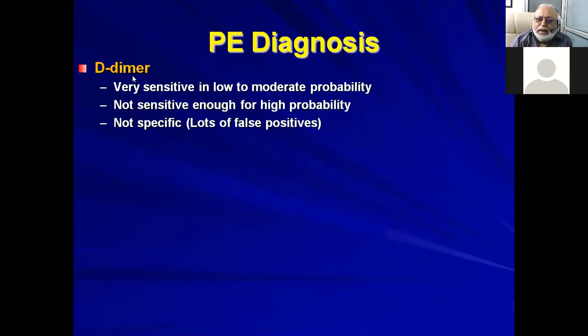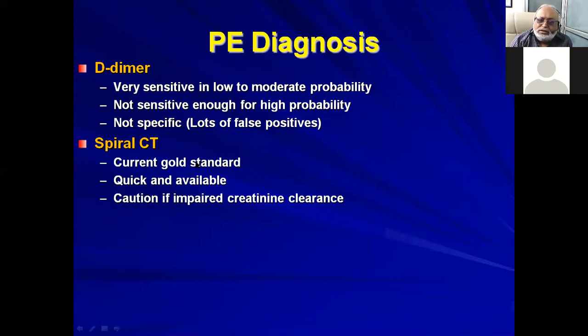Of course, lab diagnosis, D dimer is very sensitive when there is a low to moderate probability, but it is not sensitive enough for high probability, and it is not specific because a lot of false positive cases are there. Spiral CT is the current gold standard. It is freely available now, but caution has to be used when you are using the contrast, and you must look at the creatinine clearance. Now, ventilation perfusion studies will show indeterminate results and are not freely available.